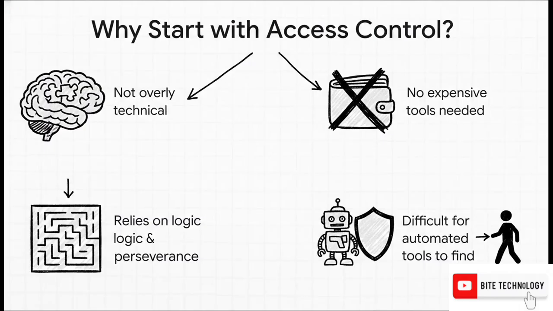And that simple idea leads us perfectly into why this is the perfect place for a beginner to start. Okay, so why start with this thing called access control? Well, it's got some huge advantages. First off, it's not super technical. It's way more about logic and just sticking with it than it is about deep coding knowledge. You also don't need any fancy, expensive tools. And here's the best part. Automated scanners are terrible at finding these kinds of bugs. That gives you, a human with a brain, a massive advantage.